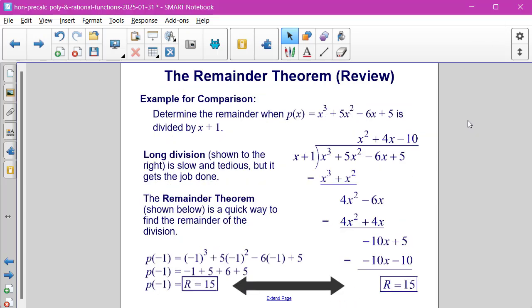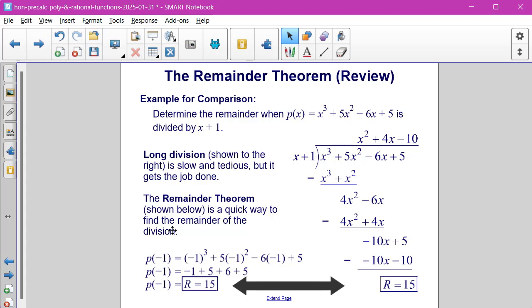Here's an example for comparison. Here's an earlier example. P of x is equal to x cubed plus 5x squared minus 6x plus 5, and it's being divided by the binomial x plus 1. Over here to the right, we show long division. That is slow and tedious, but it does get the job done, and we find out that the remainder is 15. The remainder theorem, shown down here, is a quicker, more efficient way to find the remainder of division.